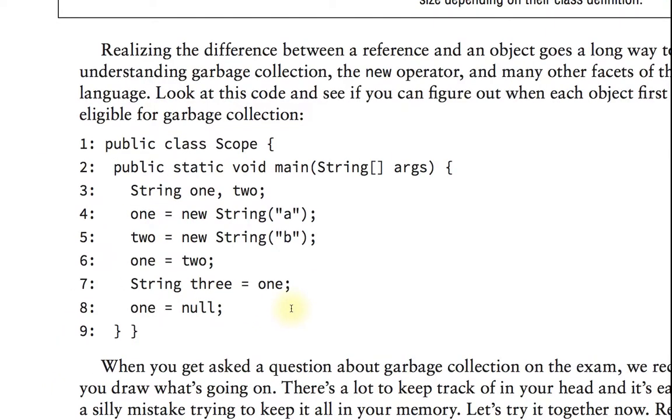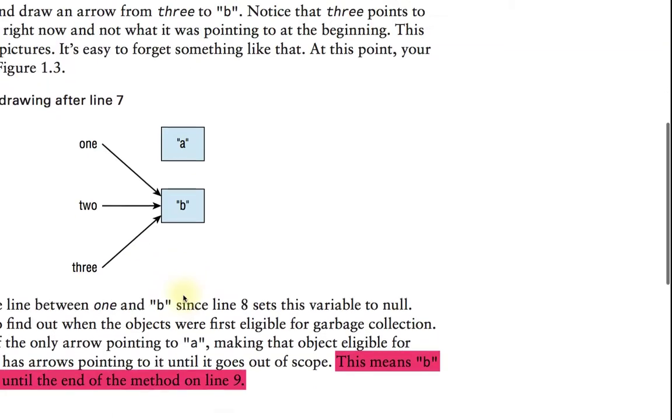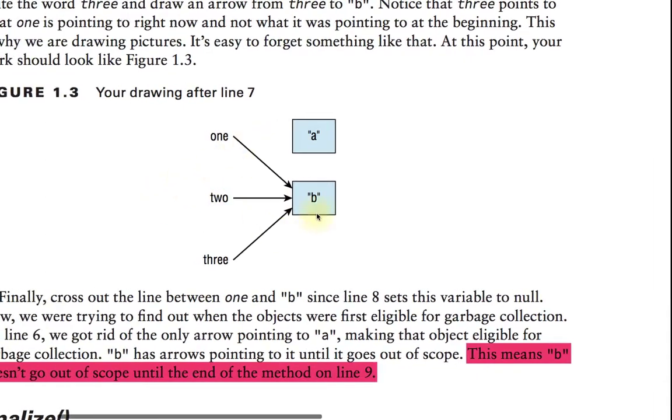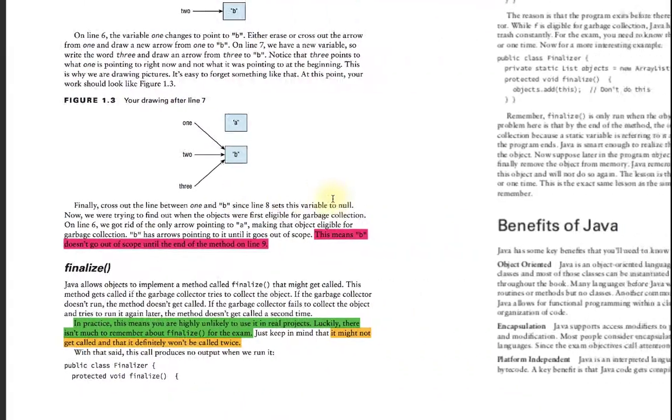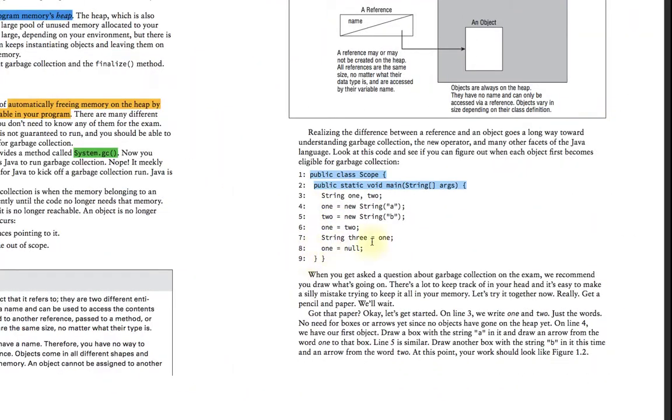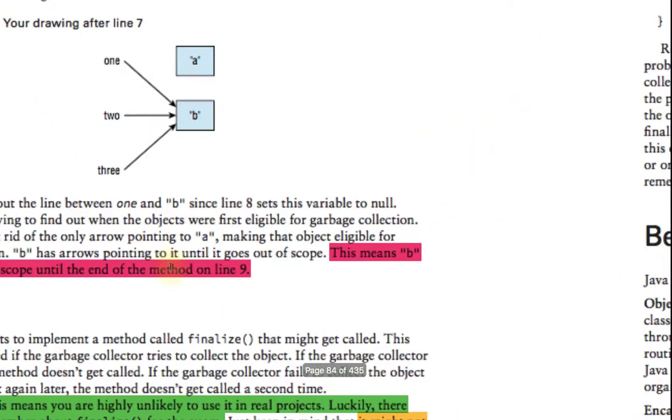So he is talking about this program. Like I said, s1, s2, and s3 are pointing to B, and then finally he crosses out the line. He is trying to help us imagine those conditions. This means B doesn't go out of scope until the end of the method on line 9. What does it mean? B doesn't go out of scope, and so garbage collection doesn't delete this object until the end of the program. He is trying to make that point clear.